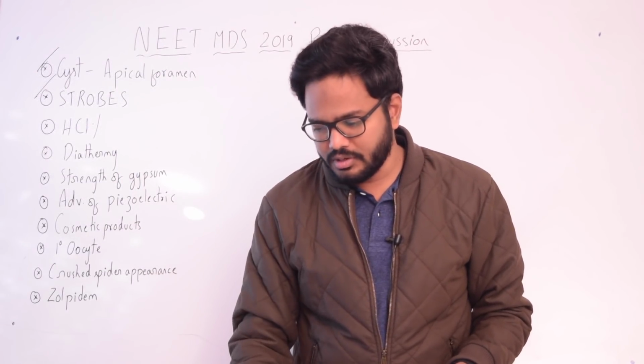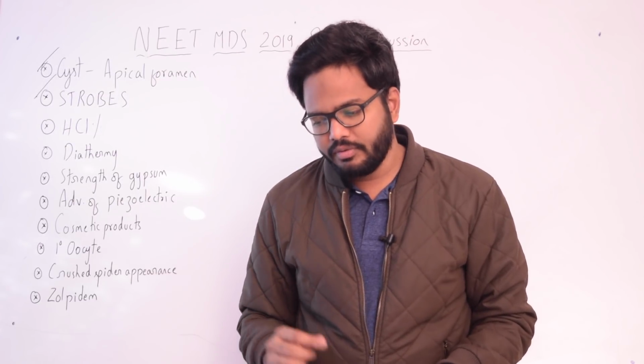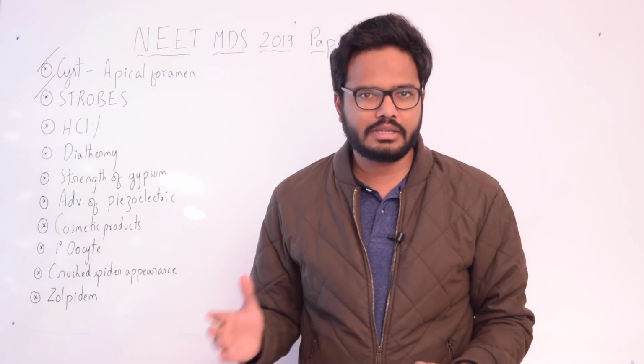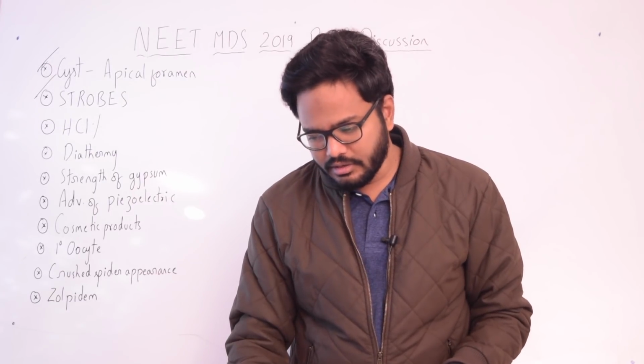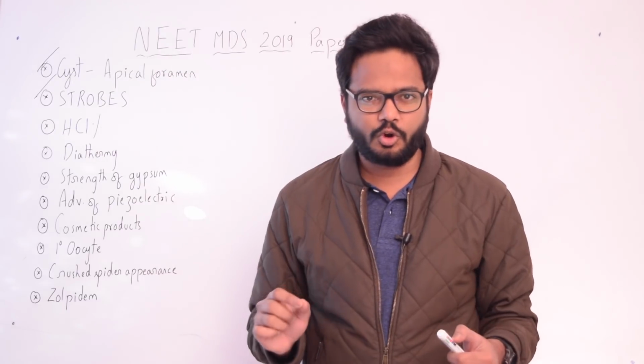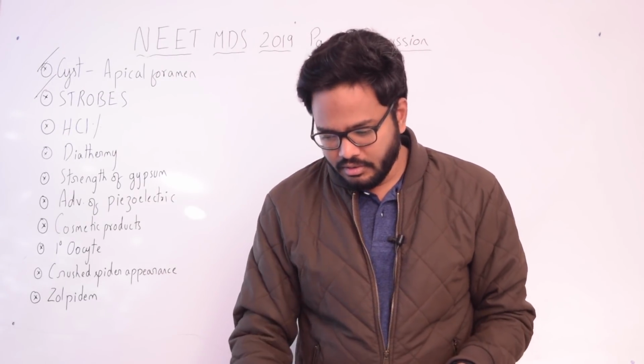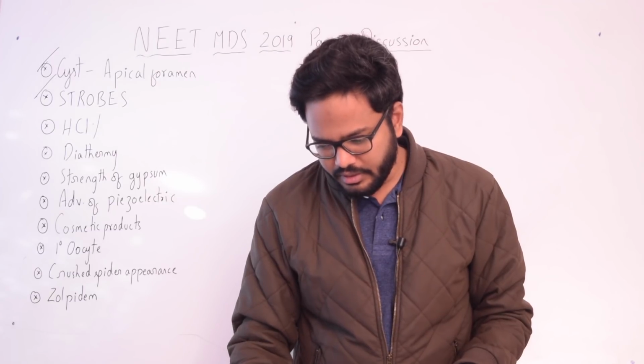Moving on to the next topic, STROBE principles are used in case control study, observational study, cohort study. So first of all, what is this STROBE? It's an acronym: Strengthening the Reporting of Observational Studies in Epidemiology, that is STROBE. So these are employed in observational studies, right? So some additional information pertaining to STROBE.